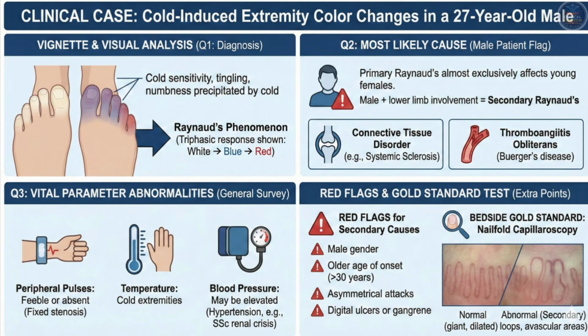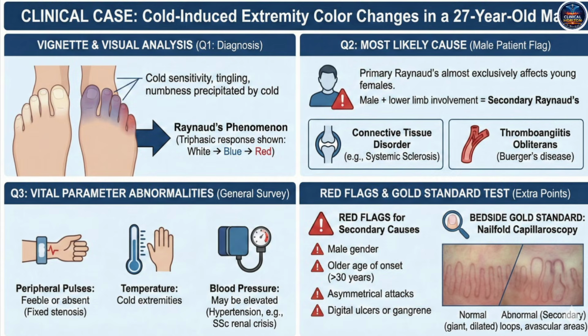Second question asks, name the most likely causes. Look back at your vignette. The patient is a male. Primary Raynaud's almost exclusively affects young females. When a male presents with these symptoms, especially with lower limb involvement, you must assume there is an underlying disease process until proven otherwise. Therefore, this is secondary Raynaud's.